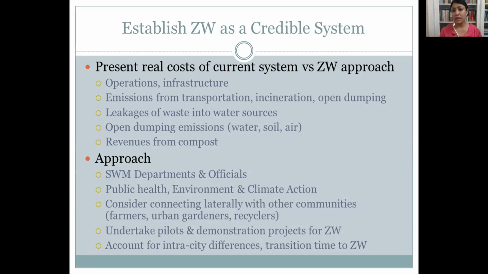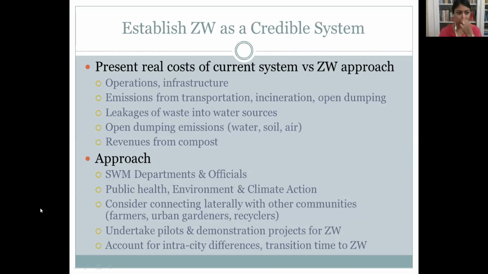You could also connect with communities. So what we did in Chennai was to actually connect with farmers, urban gardeners, and recyclers who were very, very keen to take segregated waste and compost. And a lot of urban gardeners were actually even willing to pay for the compost.